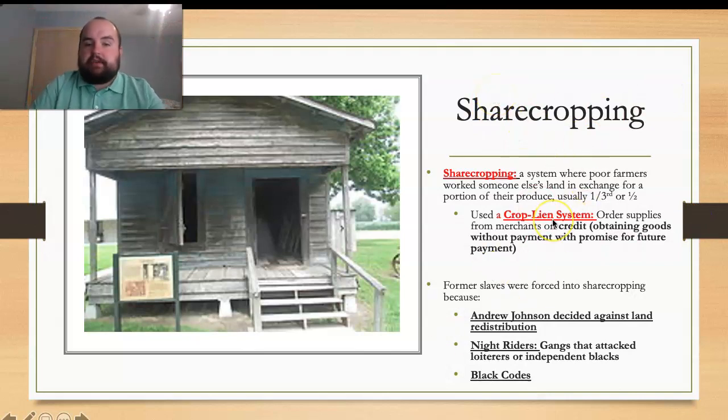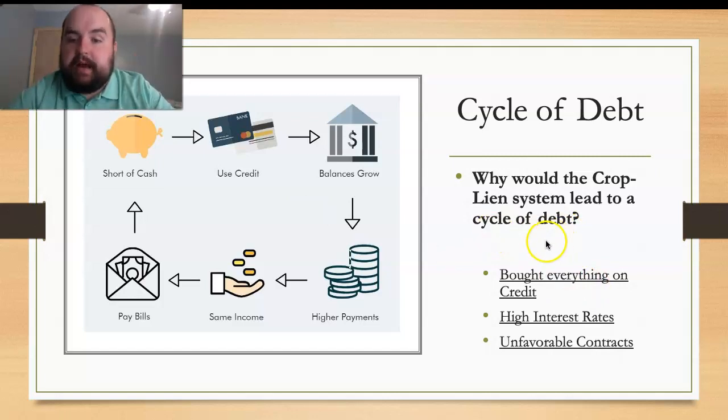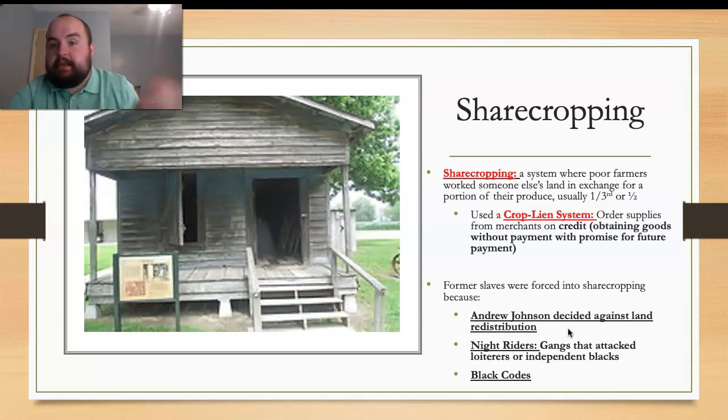Now, to explain the crop lien system in more detail, and why it was so exploitative, I have this little diagram right here. Like I said, they weren't really paid in money. The only money they got was from their crop sales, so they had to buy things on credit. As you might imagine, the reason this was so horrible for them is because they would be charged extremely high interest rates. For those of you who don't know, and hopefully none of you do, I'm hoping none of my students are in credit card debt yet, but if, God forbid, any of you have to deal with student loans, you might learn a little bit about this the hard way.